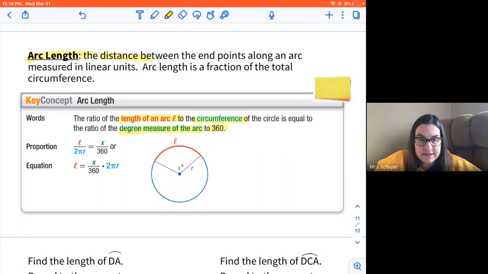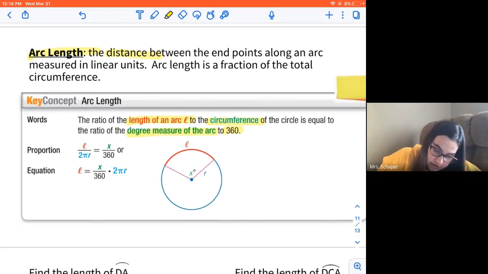So let's put this to use. First of all, just a couple of things. For the circumference, you can use 2 pi r or pi d, that's fine. I like the proportion setup. You do what works for you. You can also use the equation where the length is equal to the degree measure over 360 times pi times the diameter. Pick what you want. It doesn't matter to me.